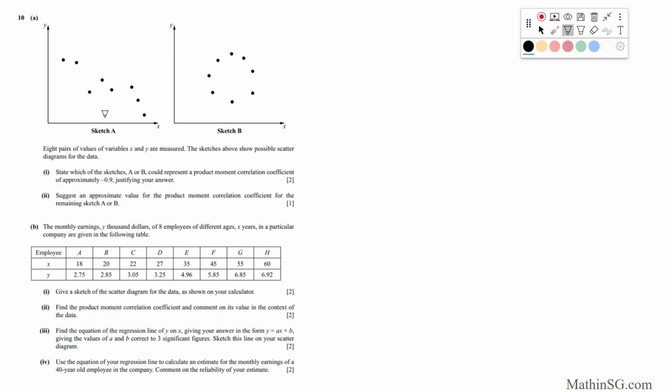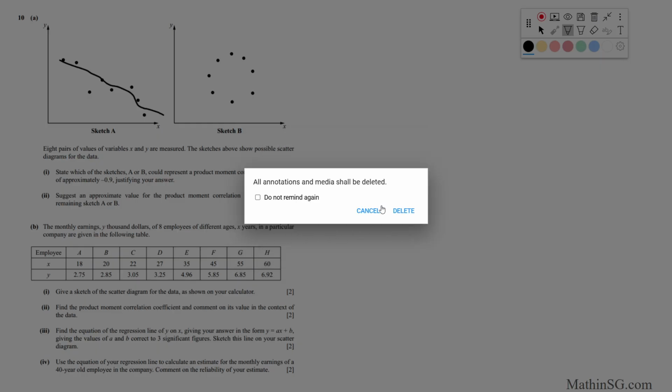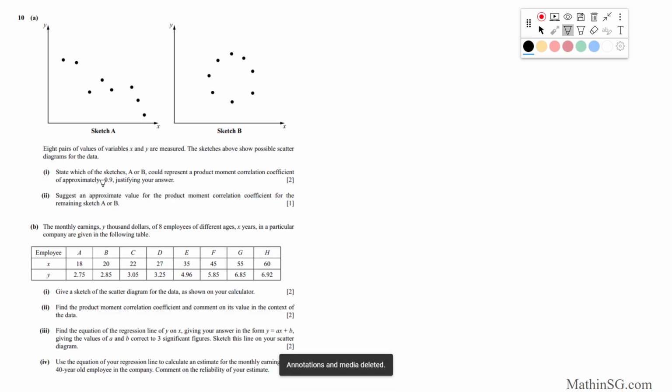Because firstly, you know that sketch A, if I draw a line, pardon my line not too nice, it looks something like this. So it is basically a line with a negative gradient. So that's why you can have negative 0.9. And the points are quite close to a straight line.